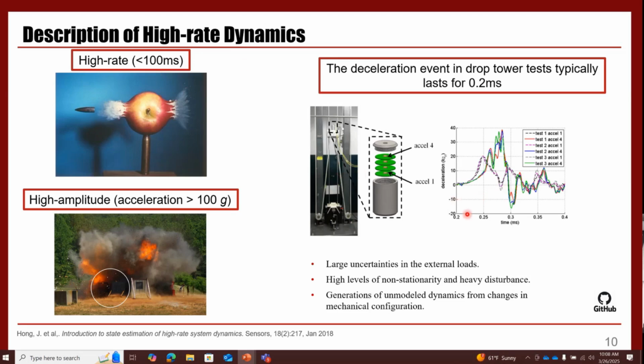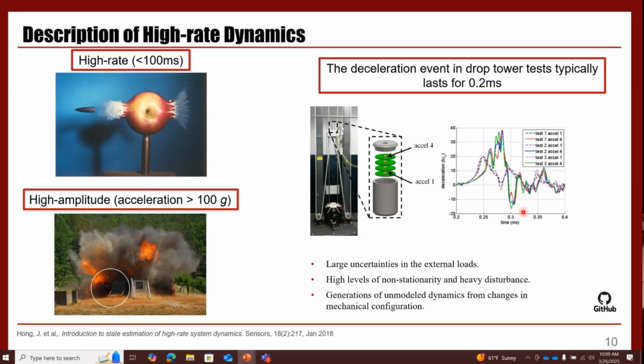So here is laboratory data that we can use to characterize high rate events in the real world. If you look at this event, it lasted just about 0.2 milliseconds. That is very fast. And this event has a lot of large uncertainties in the external load. Aside from that, there is a high level of non-stationarity and heavy disturbances in the load. We can see the fluctuations in the data within just a very short period of time.